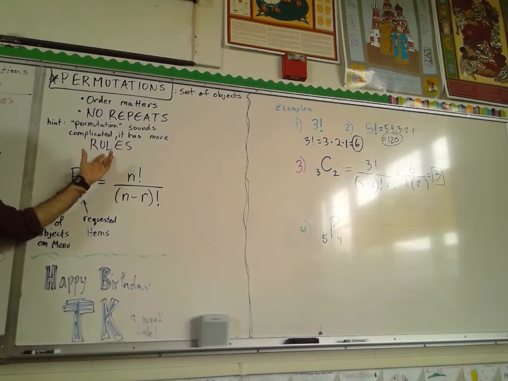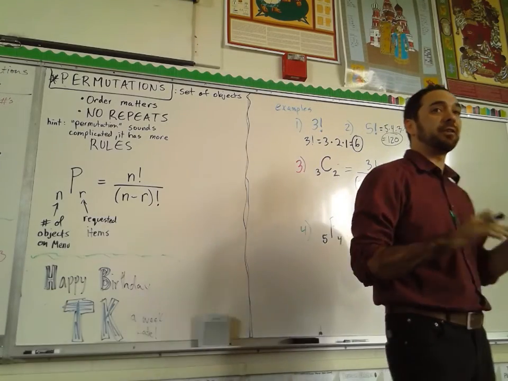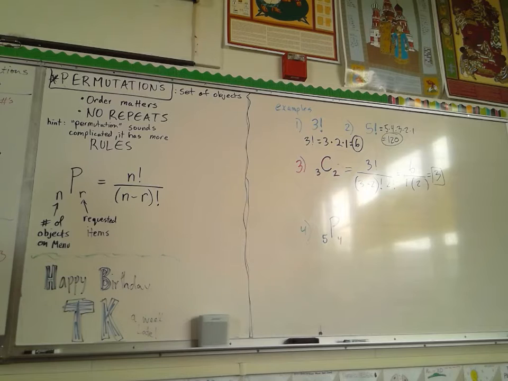You ever met somebody that is just kind of uptight about doing anything? They have all these rules to life, and their life's really complicated because they're always negotiating all these things they think they have to be. So permutation does sound more complicated because it is, and it has more rules. That's the main thing here. Order matters. What order those objects are in, and there's no repeats allowed.